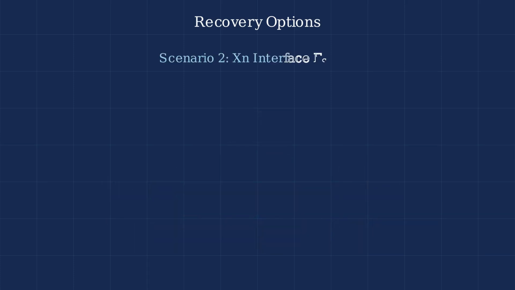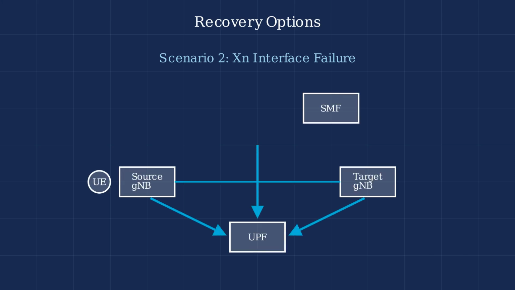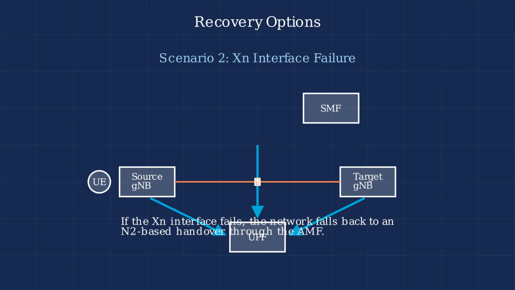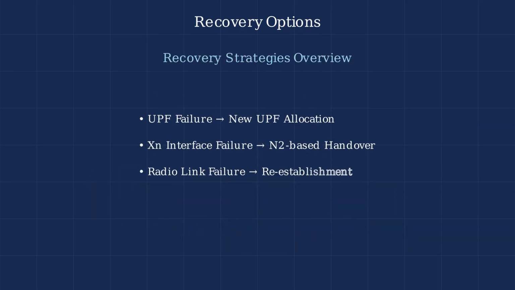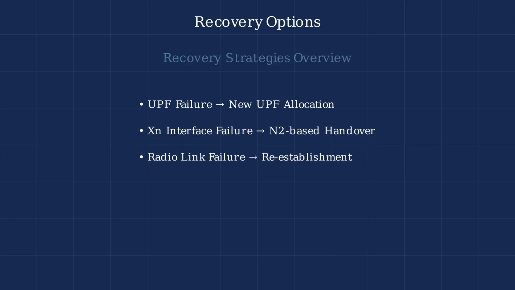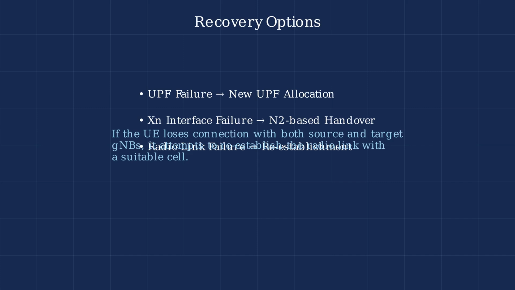In our second scenario, we'll examine what happens when the XN interface between gNBs fails. If the XN interface between the source and target gNBs fails, direct communication becomes impossible. The network then falls back to an N2-based handover procedure, routing signaling through the Access and Mobility Management Function, or AMF. Let's summarize the recovery strategies available when problems occur during XN-based handovers. In addition to UPF and XN interface failures, the network can also recover from radio link failures. If the UE loses connection with both gNBs, it will attempt to re-establish a radio link with any suitable cell.